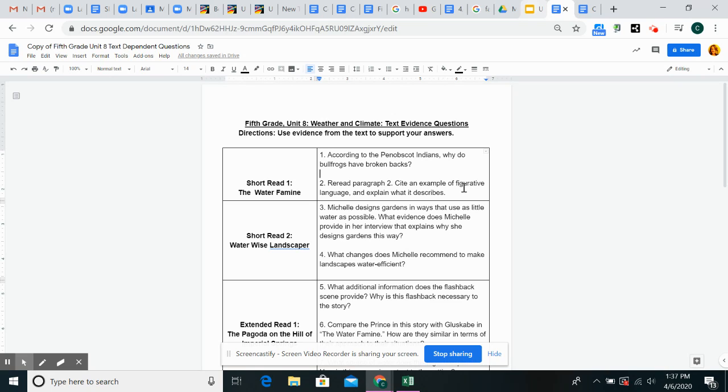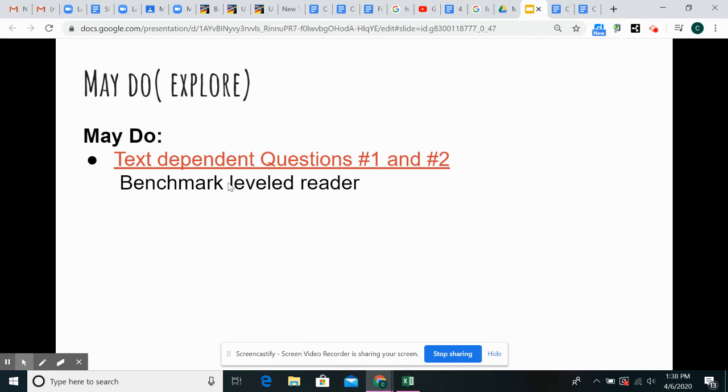So remember our lesson way back when about figurative language is they're basically using language that paints a picture in your mind, is really descriptive, but isn't necessarily very direct language. So it talks around a topic. So they want you to find that figurative language and explain what it is describing. Okay, back to this. So I'm going to pull up the short read.